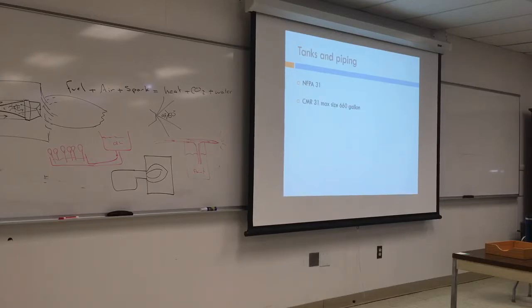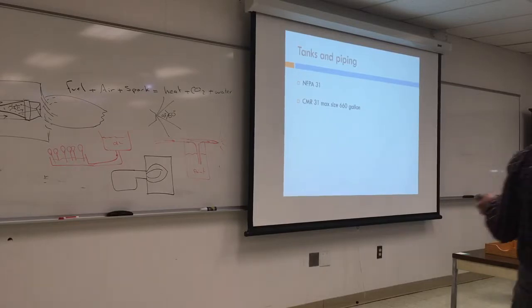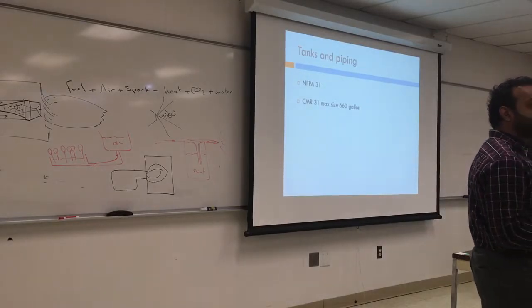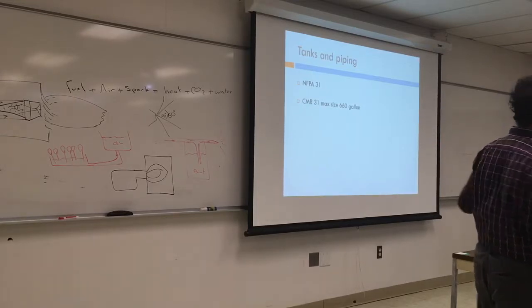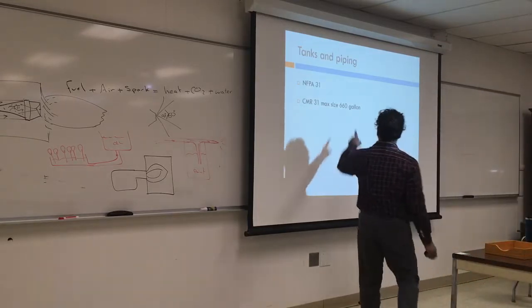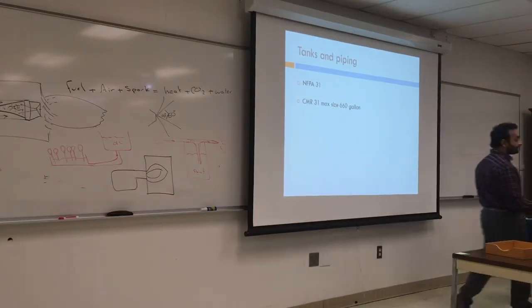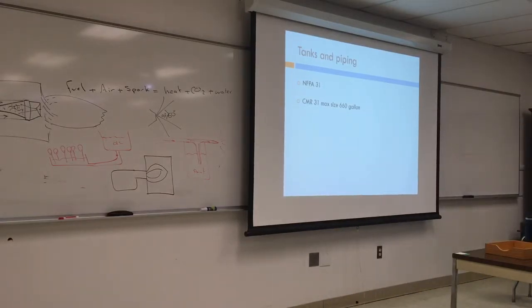1,200, no, 1,320. You can have 1,320, which is 2 tanks. You cannot have 1 tank that is 1,320. 2 tanks with a maximum size of 660 gallons each. Remember this. This question is going to come at least twice in the oil burning exam.